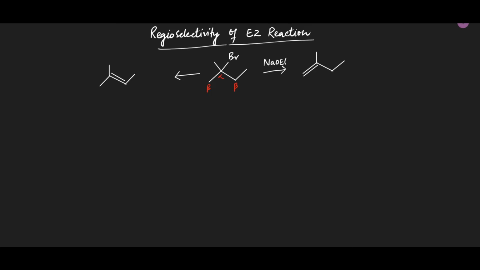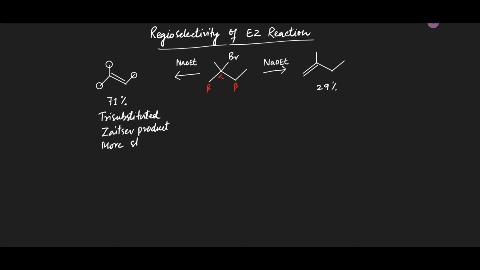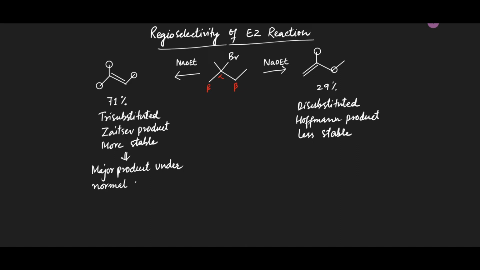Both products are formed, but for reasons of molecular stability, the more substituted alkene is generally observed to be the major product. This alkene is trisubstituted and is called the Zaitsev product, because this trend was first observed by Russian chemist Alexander M. Zaitsev. This is of course more stable. The minor product is a disubstituted alkene and is called the Hofmann product. This is less stable. The Zaitsev product being more stable is the major product under normal conditions.